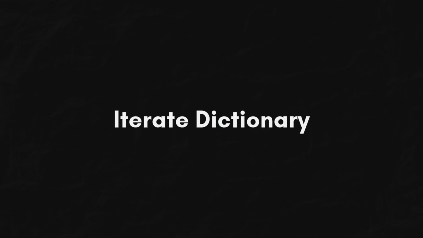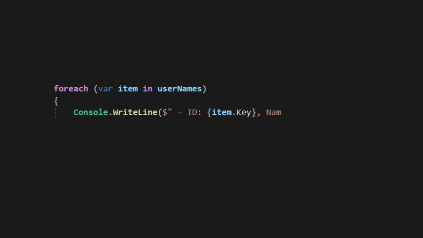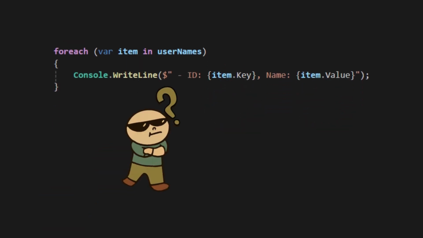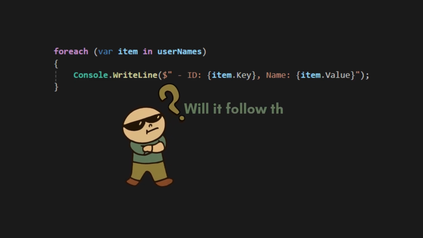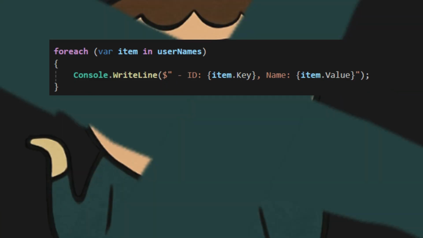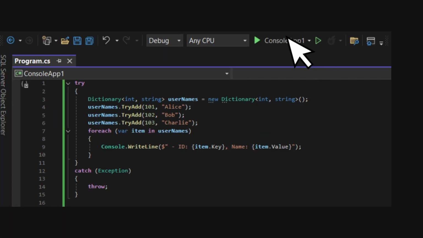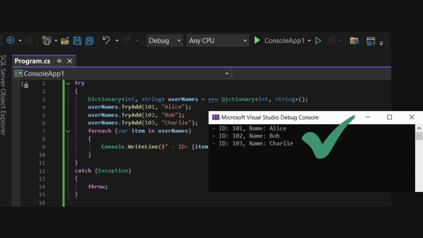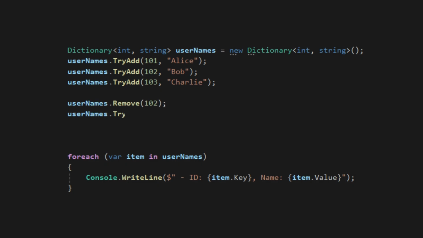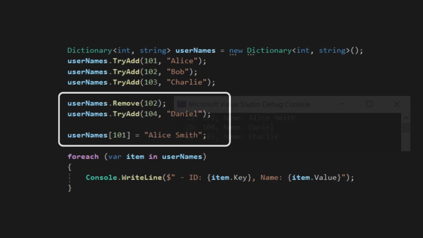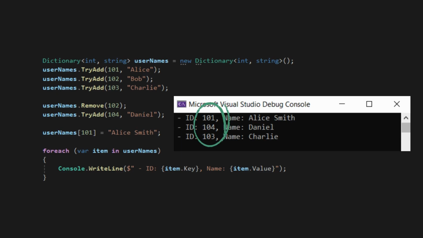Now, to iterate a dictionary, we can loop like this and access the key and value inside the foreach loop. You might be wondering, when we iterate the dictionary, will it follow the order that we add the items? The answer is no. Dictionary does not guarantee the order. Most of the time you get the same order by coincidence. But when there is removal or rehashing, the order gets messed up.